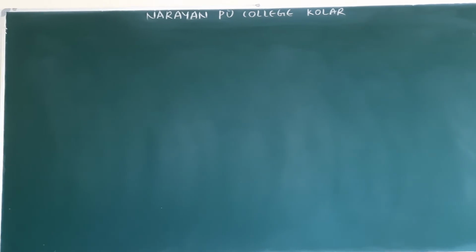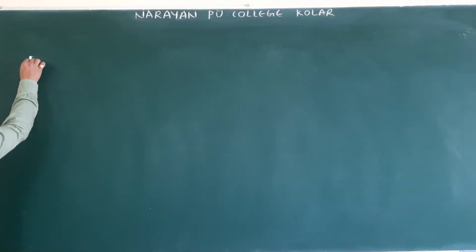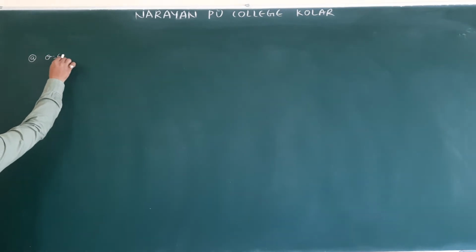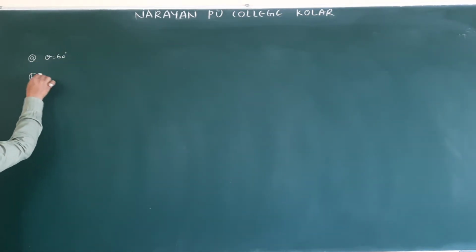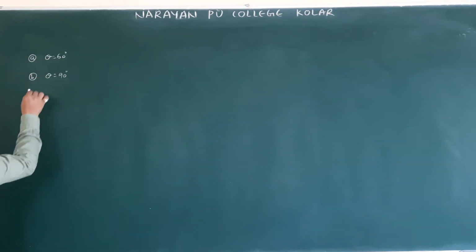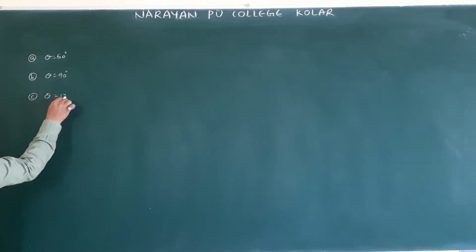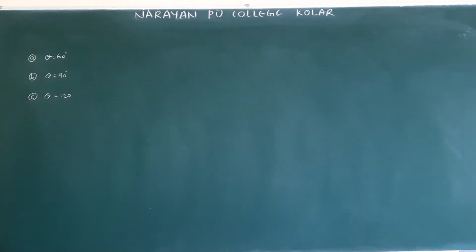So next, see example 17. Directly we are doing it by using those formulas. Two vectors have magnitude 6 and 8 units respectively. Find the magnitude of the resultant vector if the angle between the vectors is 60 degrees, 90 degrees, 120 degrees. First case, theta is 60 degrees. Second case, theta is 90 degrees. Third case, theta is 120 degrees. Correct?